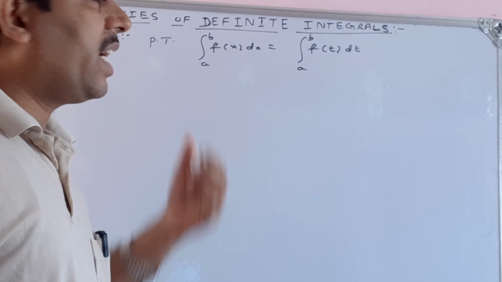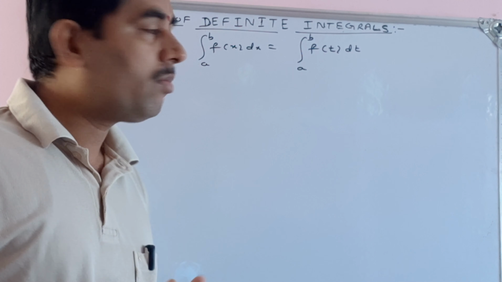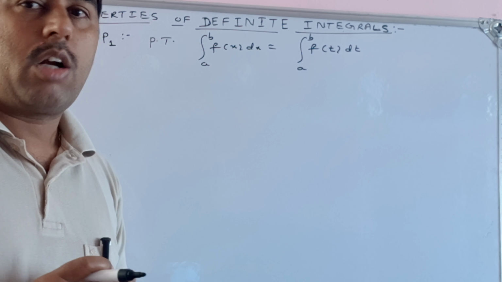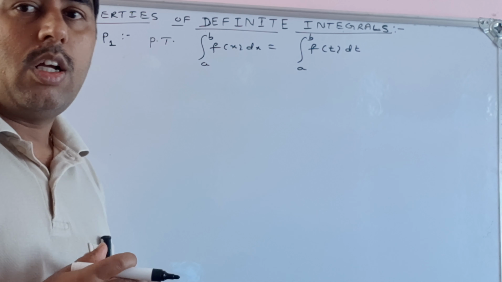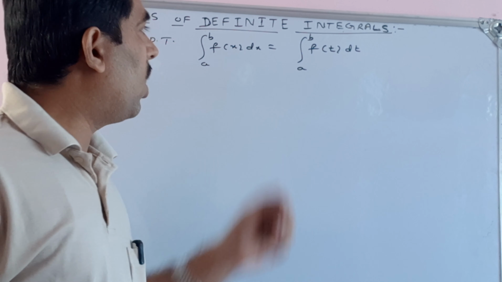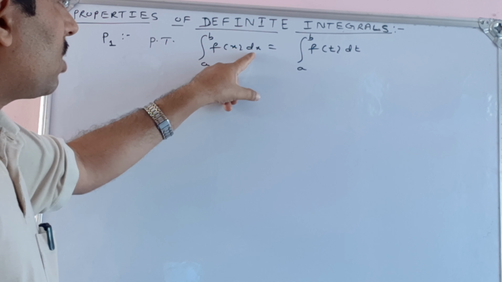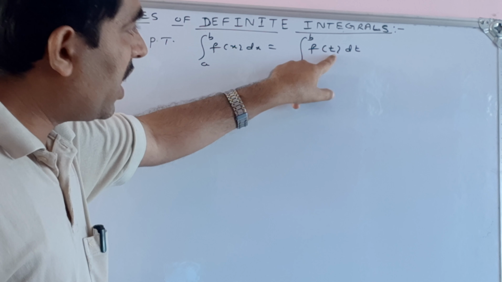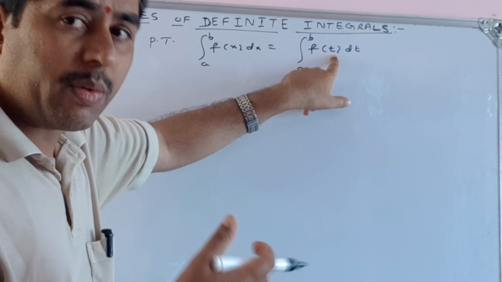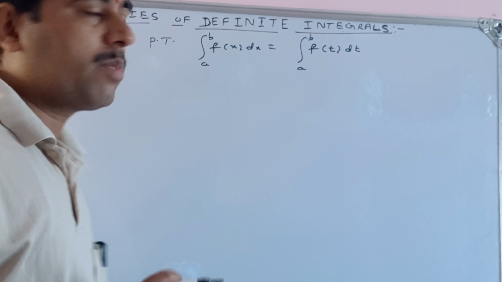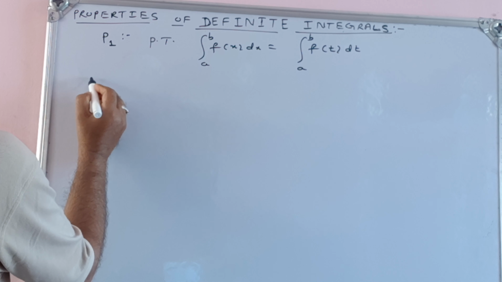This property indicates that even if we change the variable of integration, the value of the integral, if we calculate the definite integral, won't change. Both are equal. That is the intention of this property. f of x dx gives the same answer if you change the variable of integration to another variable, say t. Both the values will be the same. That is the first property. How can we prove this property?